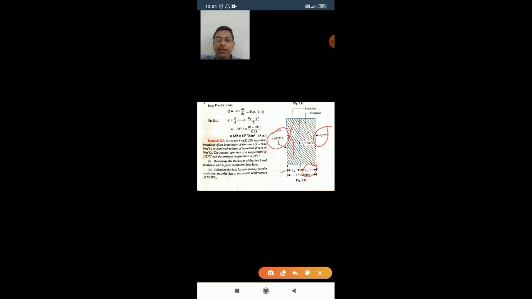Now what this minimum heat loss is, I am going to explain right now. The second part is we have to calculate the heat loss assuming that the insulating material has a maximum temperature of 1200 degrees centigrade. So what does this mean? Where will the maximum temperature occur? It will occur at the junction, at the fire brick wall and the insulation point. Here is the junction. It will be the zone of maximum temperature, and it is given to be 1200 degrees centigrade. So now students, I think the numerical must be clear to you.